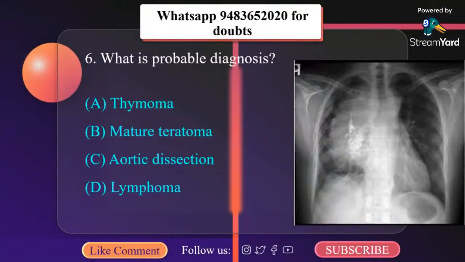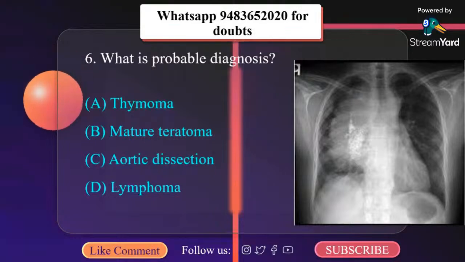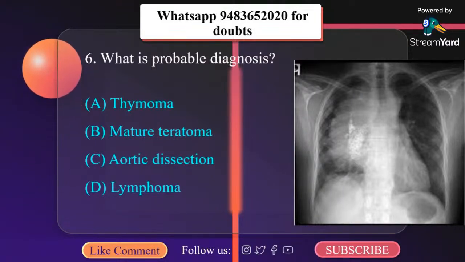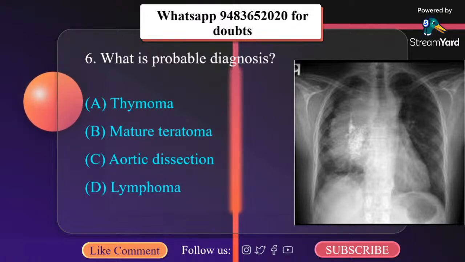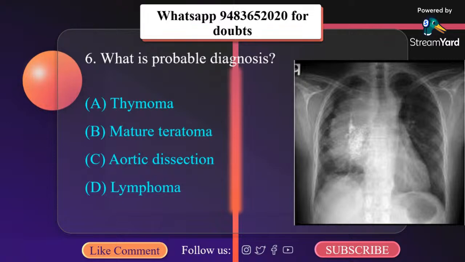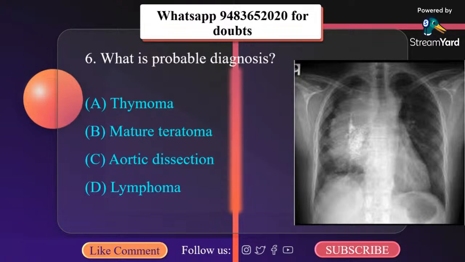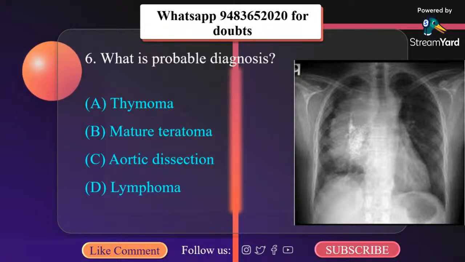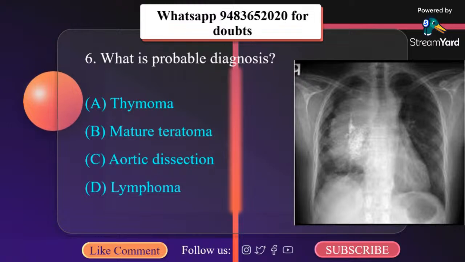What is a probable diagnosis? A. Thymoma, B. Mature teratoma, C. Aortic dissection, D. Lymphoma. What is a thymoma? Thymoma is a tumor originating from epithelial cells of thymus that is considered a rare malignancy. Thymomas are frequently associated with neuromuscular degenerative disorders such as myasthenia gravis. Thymoma is found in 20% of patients with myasthenia gravis. So the correct answer here is A. Thymoma.